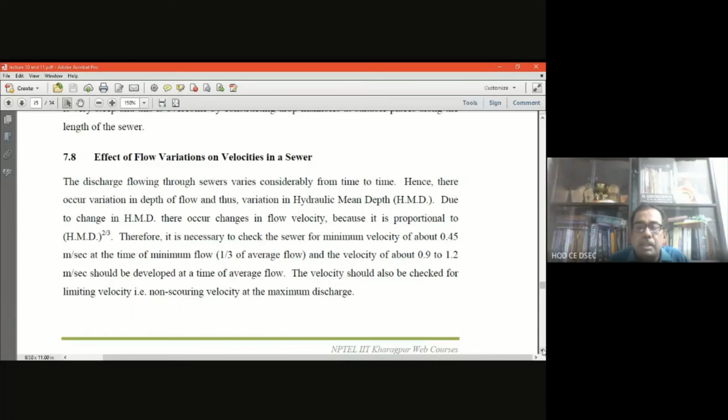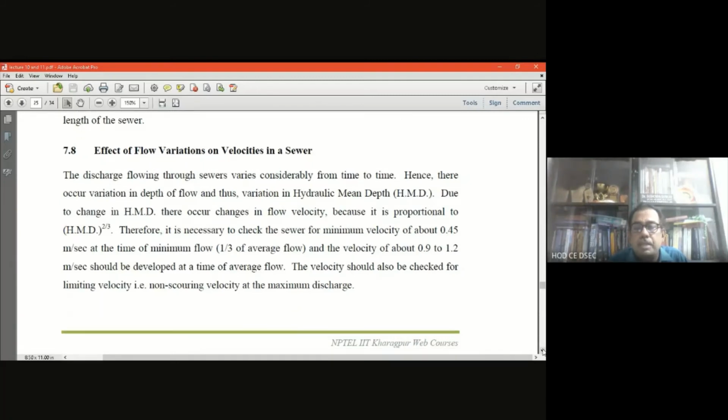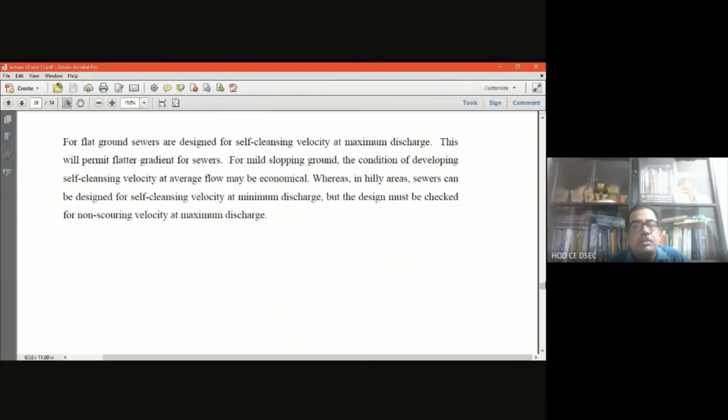So the velocity should also be checked against the limiting velocity, that is the non-scouring velocity, at the maximum discharge. As we have checked for the minimum, the maximum discharge also has to be checked.